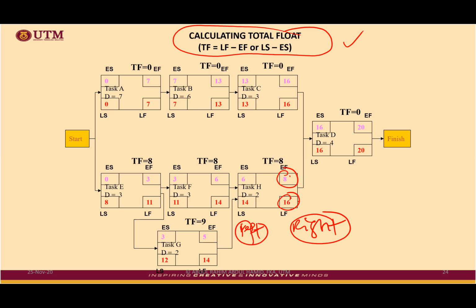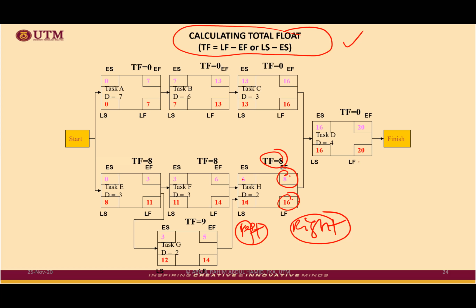You just compare 16 minus 8, equivalent to 8. 14 minus 6 is also equivalent to 8. It must be the same unless you make a mistake in calculation. Okay? So that is how you calculate total float very fast. In the exam question, we don't have to calculate all, but for critical path, if you cannot see the critical path based on the diagram, then you can do the calculation.